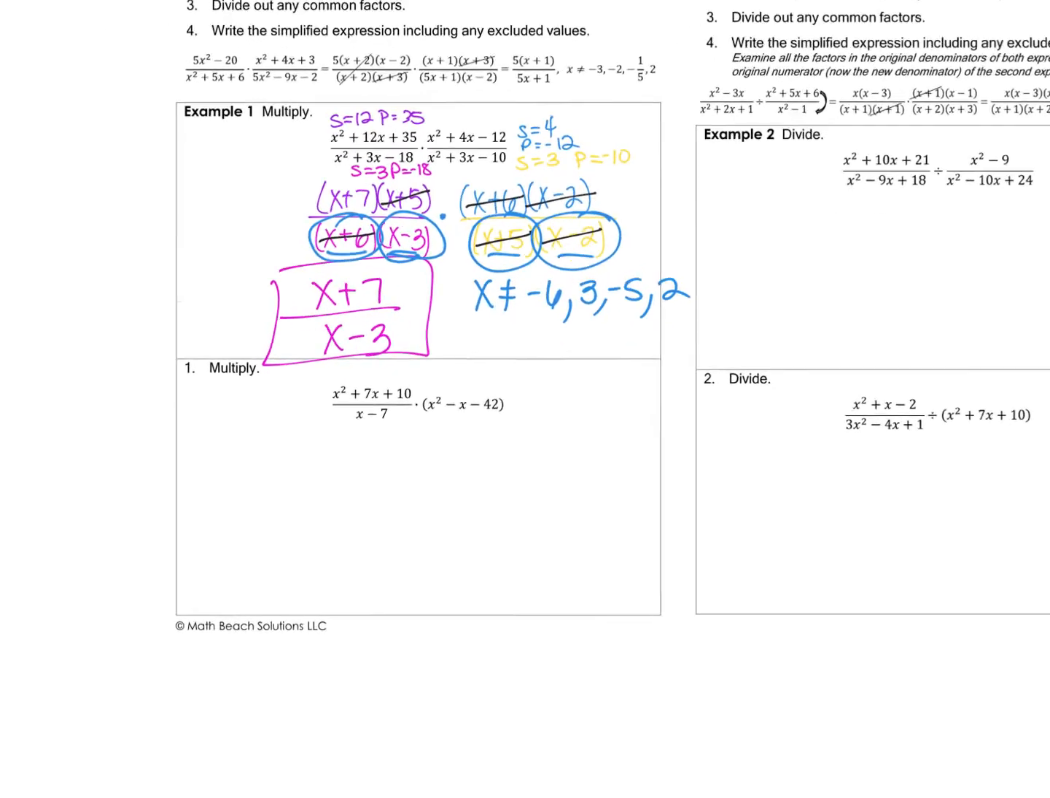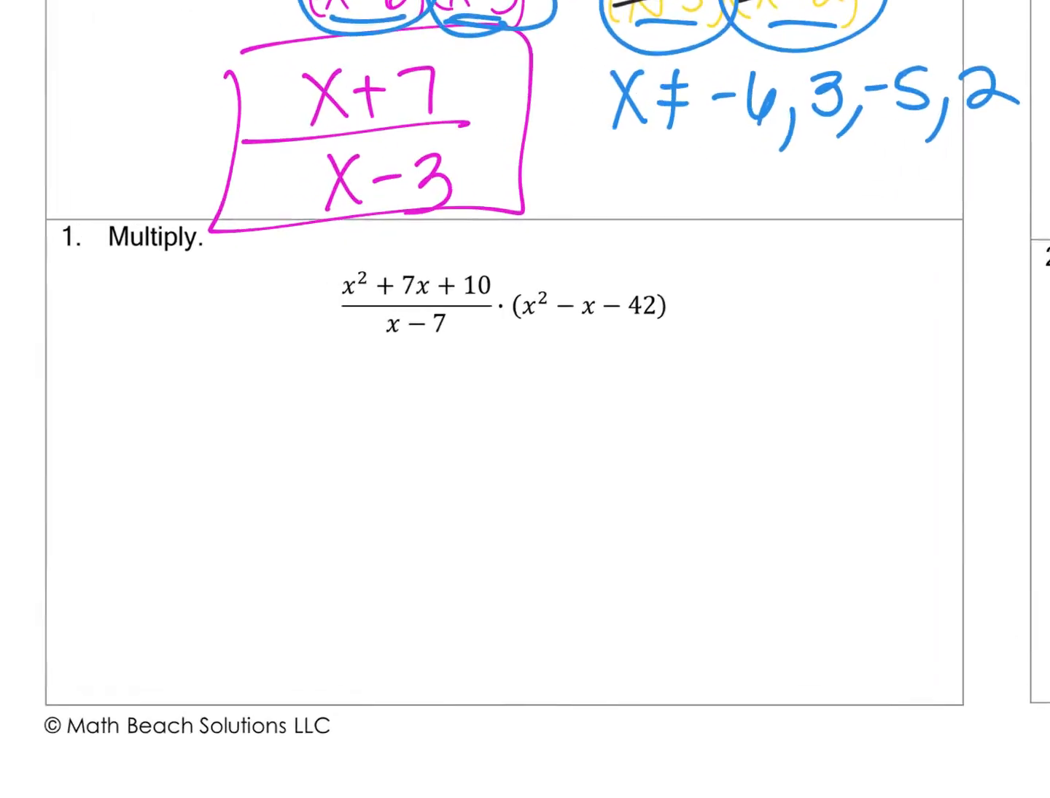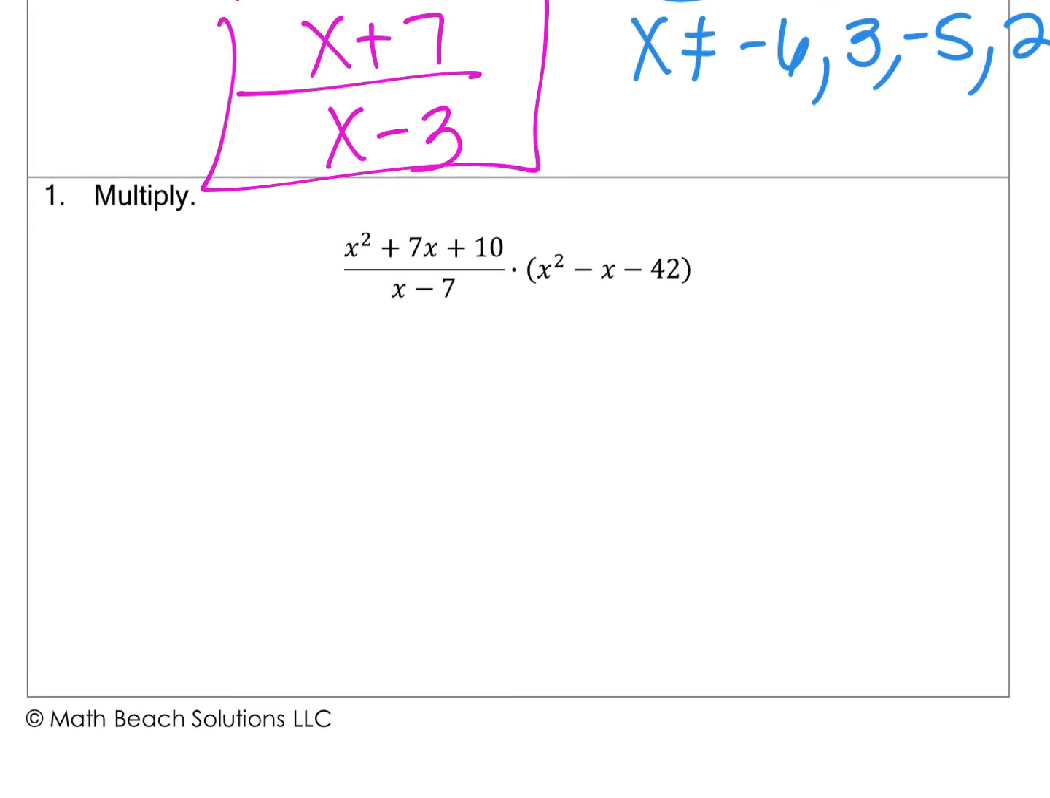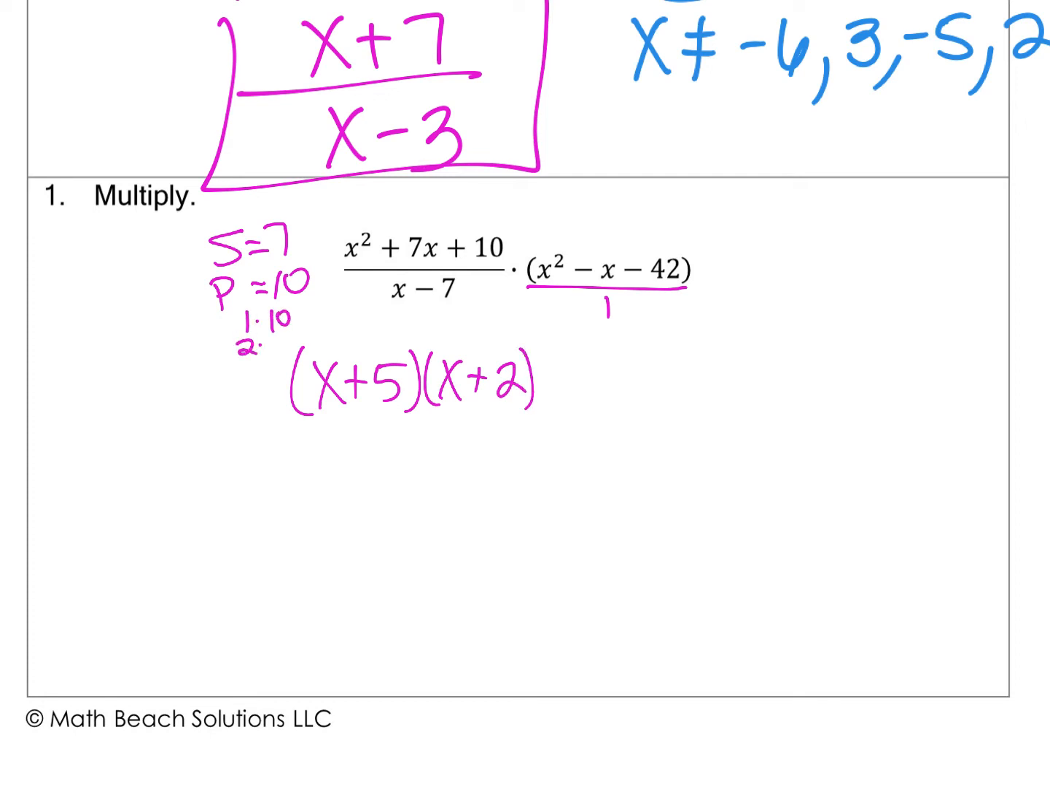Okay, let's try another one. So we are going to multiply. Notice this one, the second one is not a fraction, so we can put it over 1. We're going to do the same thing and factor everything. So my first numerator, the sum is 7, product is 10. So that would be 5 and 2. And if you can't do these in your head, write down multiples of 10, go in order so you do not skip the one you need.